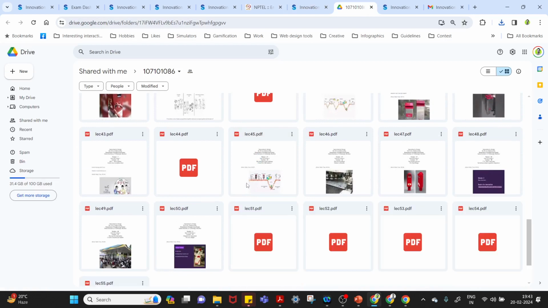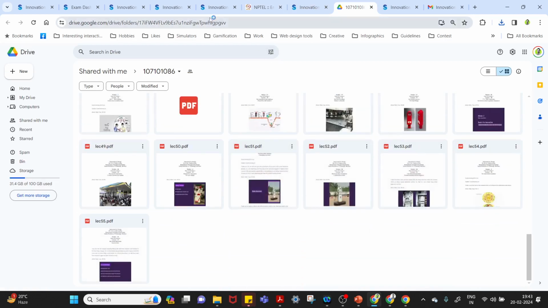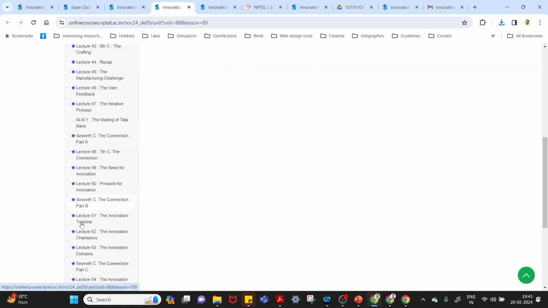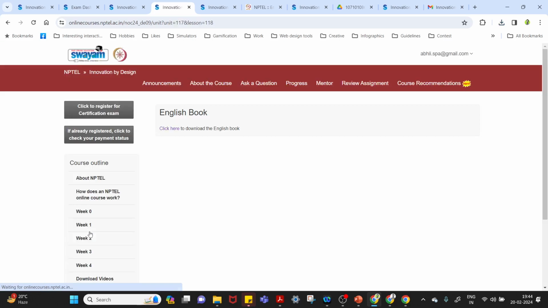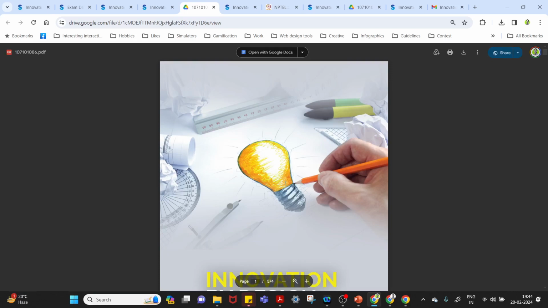If you don't want to download each single PDF, there is another way you can actually access the book. So this is what we are referring to, books, right? So if you click here to download, it will open up the drive location wherein you have this number. This basically pertains to this course book, which is Innovation by Design. Yeah, so that's the cover page.